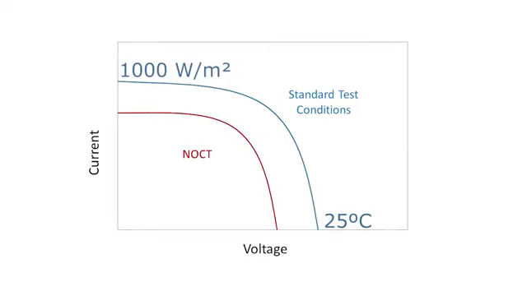Under NOCT conditions, however, the operating current goes down because irradiance is lower, only 800 watts per square meter, and the voltage decreases because the temperature is higher, 45 degrees Celsius instead of 25 degrees Celsius. Because of those factors, the peak power is also lower. While these values are the same for the same module, NOCT conditions are a more realistic view that one could expect in the field.